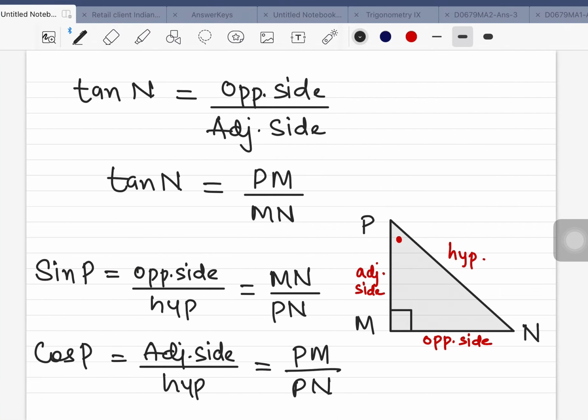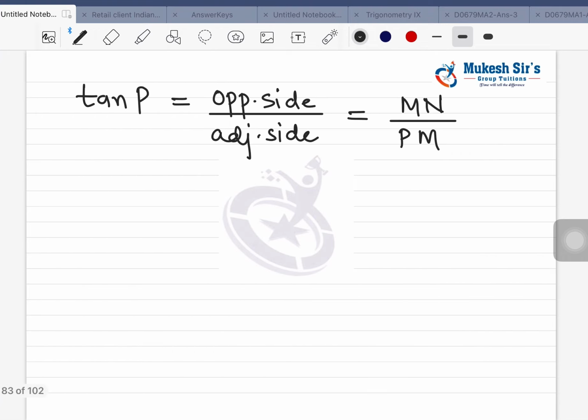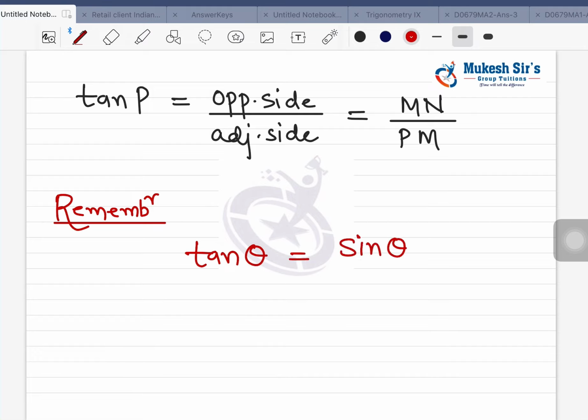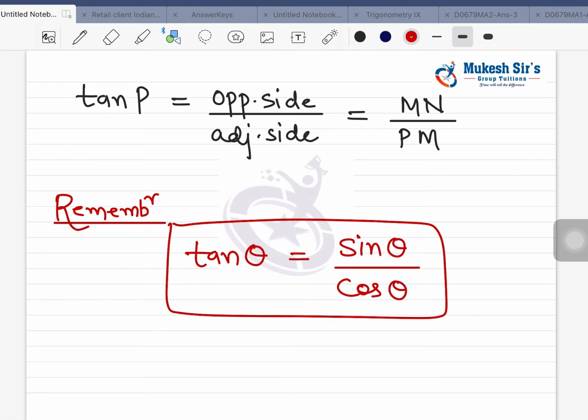Sin theta is opposite side upon hypotenuse, cos theta is adjacent side upon hypotenuse, and tan of any angle is opposite side upon adjacent side. Okay, so when you check these ratios you can frame one more formula. So you have to remember this also. Tan of any angle is equal to sine of that angle divided by cos of that angle. So tan theta is always equal to sine theta upon cos theta.